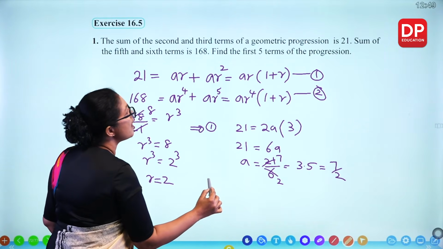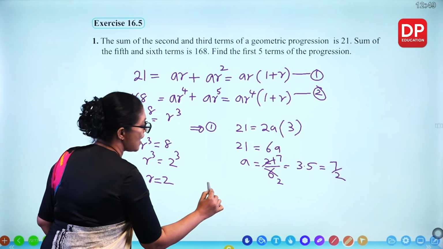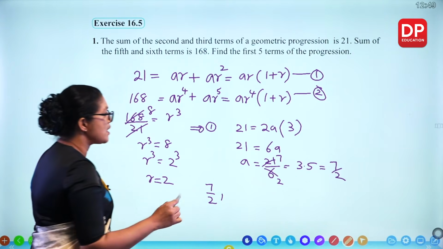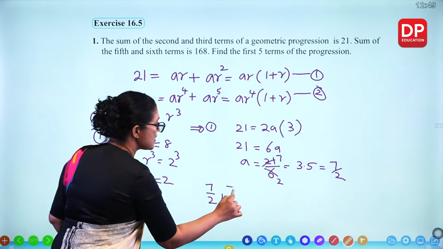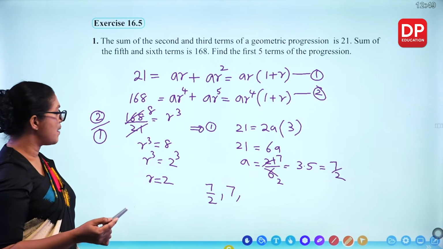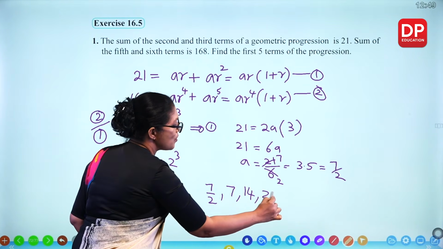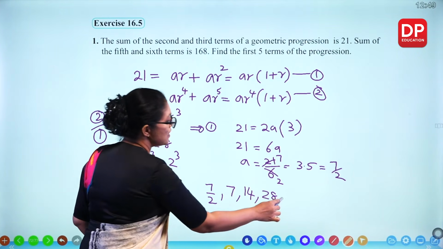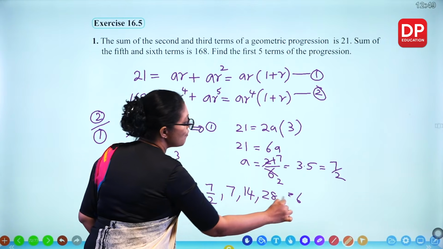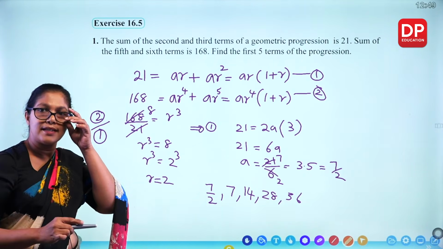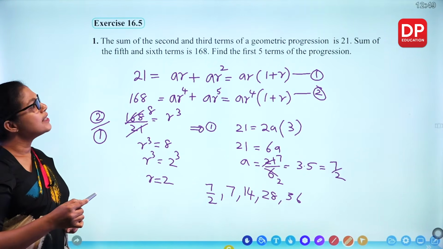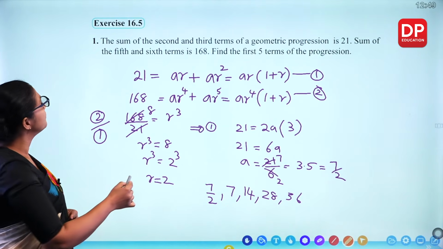Now we'll write down the first 5 terms starting with 7 over 2. Multiply by 2, you get 7. 7 multiplied by 2, 14. 14 multiplied by 2, 28. 28 multiplied by 2, 56. So these are the 5 terms for this sequence.